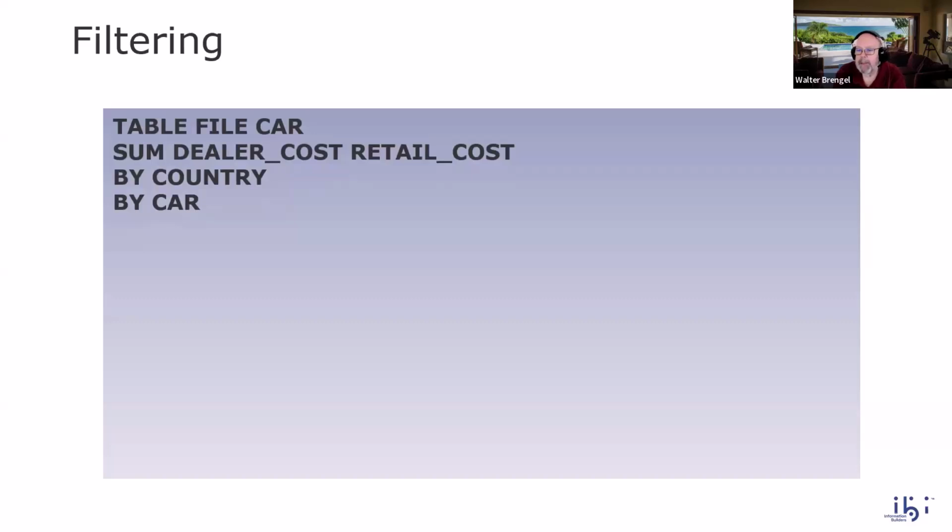Same query, table file car. I want if country equals Italy or car like J%. So I have country equals Italy with all cars that start with the letter J. Now, because of the or, I don't care what country the car that starts with the letter J is in. So I'm doing this as an if.